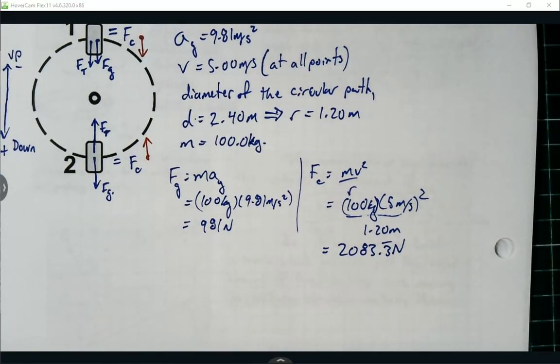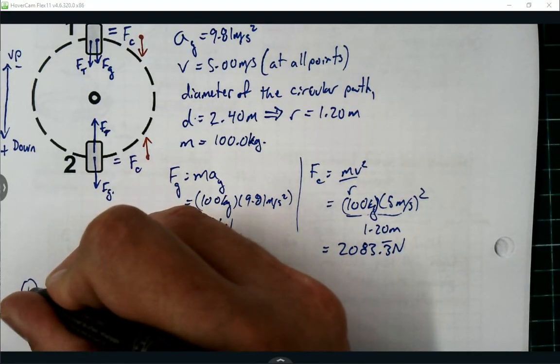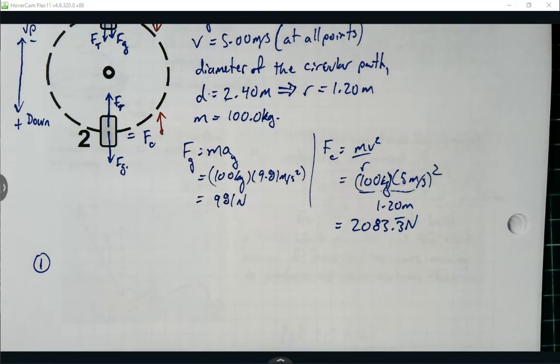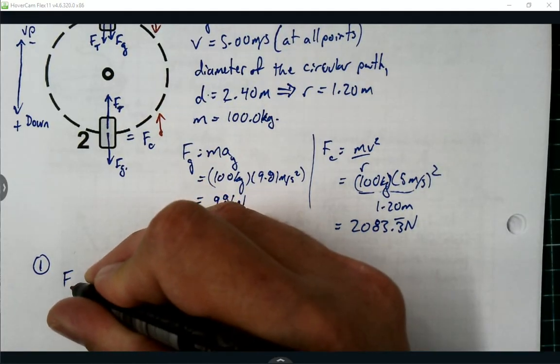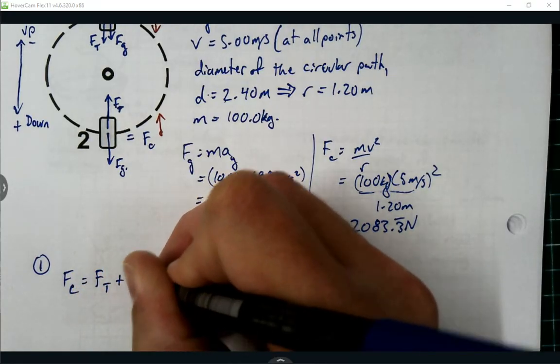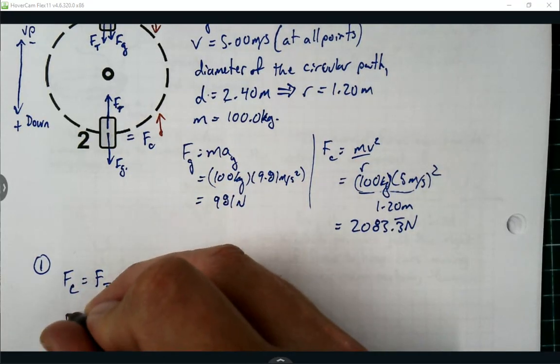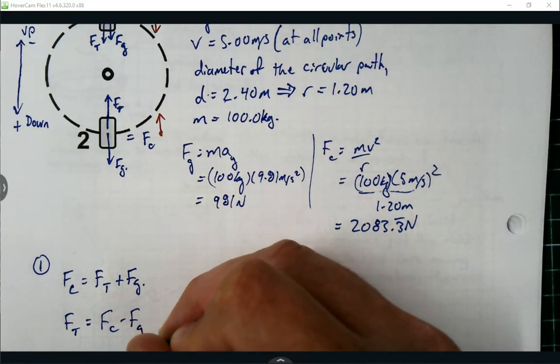And that seems fairly straightforward. But I want to look at situation 1. Situation 1 is when I'm at the top of the motion, when the gymnast is upside down, up at the top. And the free body diagram for situation 1 would have an equation that would say, all right, well, FC is equal to FT plus FG. If I isolate for FT, FT is equal to FC minus FG.